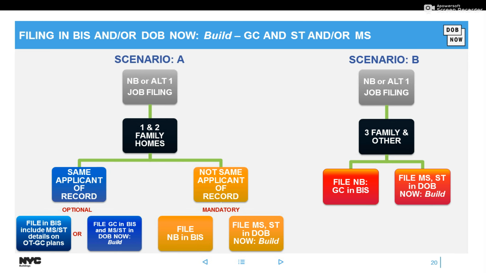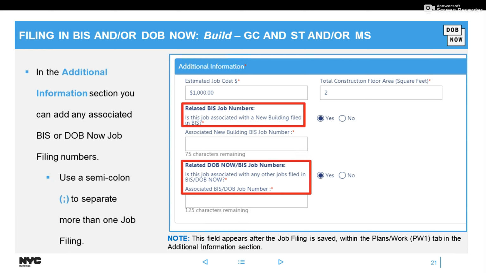All right. Now, if you decide to file the GC in BIS and the MSST in DOB NOW: Build, you would see some fields when you get into the system under additional information. Keep in mind these fields in the red box only show up after the first save. So once you get your job filing number, you head back into the PW1 and go to this section, additional information, and you would see a field titled related BIS or DOB NOW job numbers, and you'd enter those job numbers for your additional job filings there. You could separate multiple with a semicolon, and that's how you could keep it together. In my other sessions, people usually ask if you'll get the same plan examiner. We do our best to help you out, so we will try to keep that in mind.